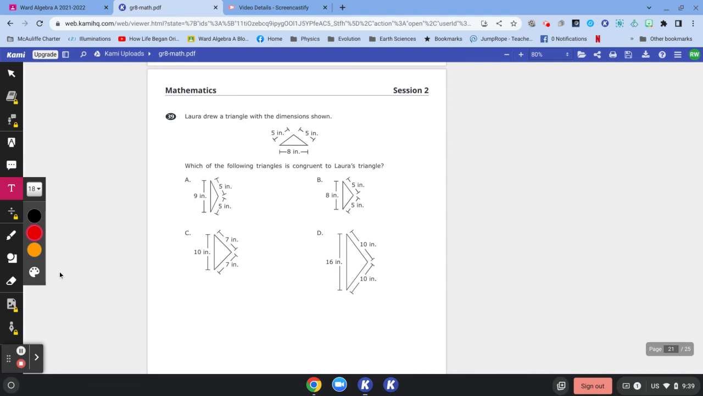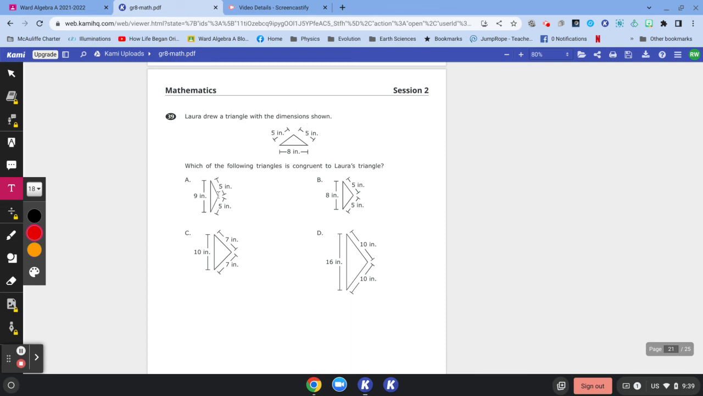All right, so this one is related to transformations because we're talking about which triangle is congruent to Laura's triangle. The one that's congruent is going to be the one that has all the same side lengths. If it has all 3 side lengths, it will have all the same measures. This is a congruency test called side, side, side. You'll learn more about it in geometry, but if all the 3 sides of 2 triangles match up and are the same measure, all their angles will be the same too, so they will be congruent. So you're looking for a triangle that has 5, 5, and 8.